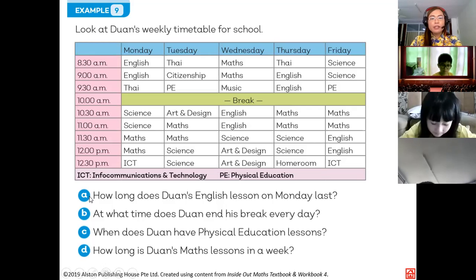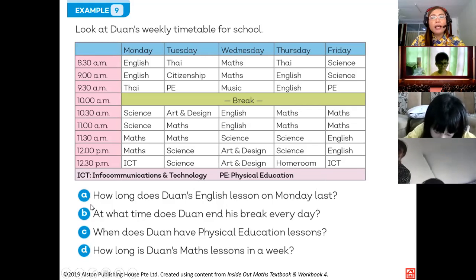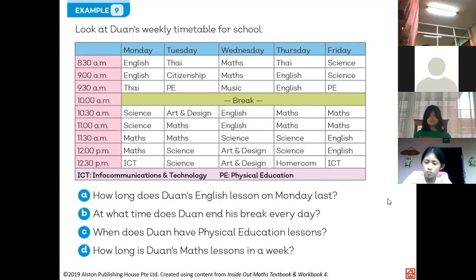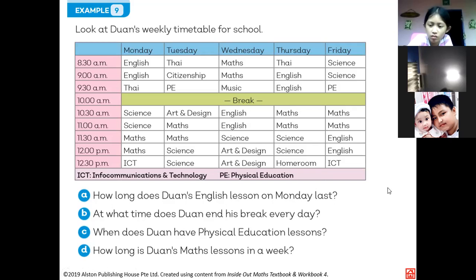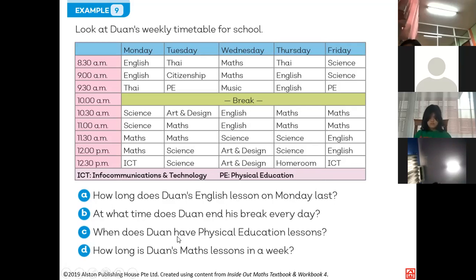Okay, so we have letters here. We have problems A, B, C, and D. For letter A, who would like to read? Anyone? Who wants to read letter A? Can you read letter A?